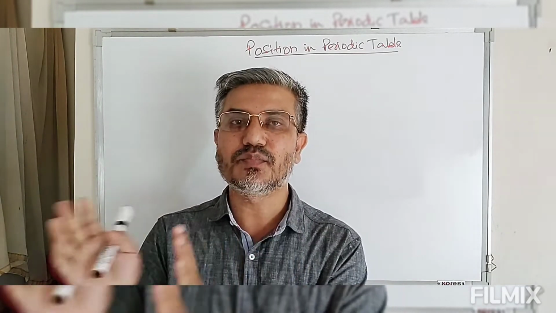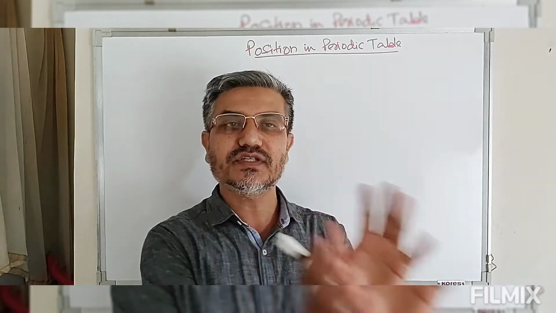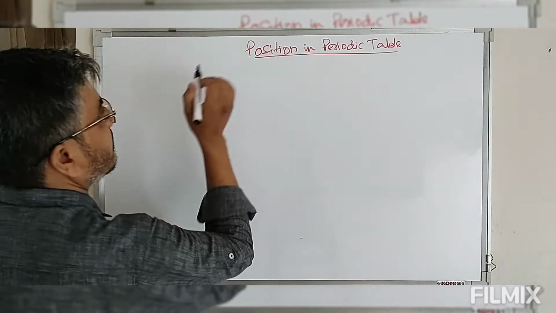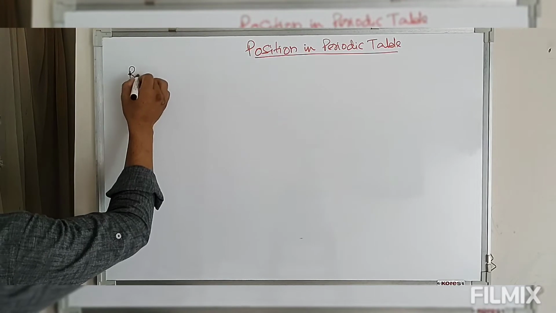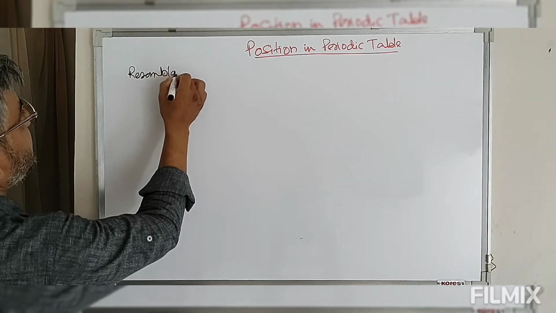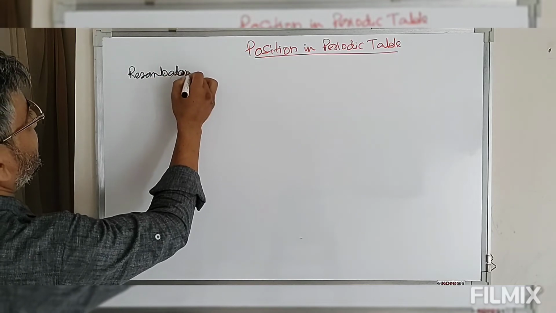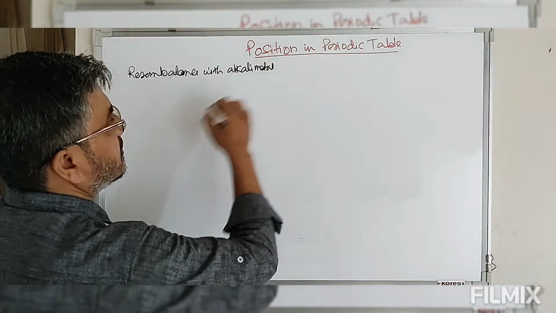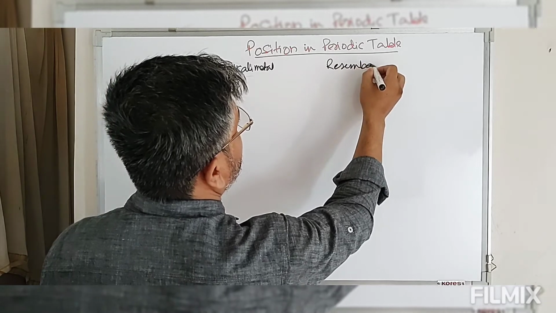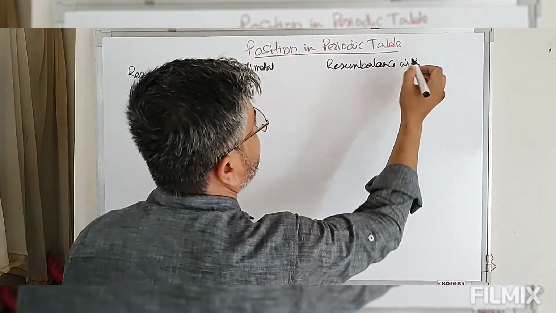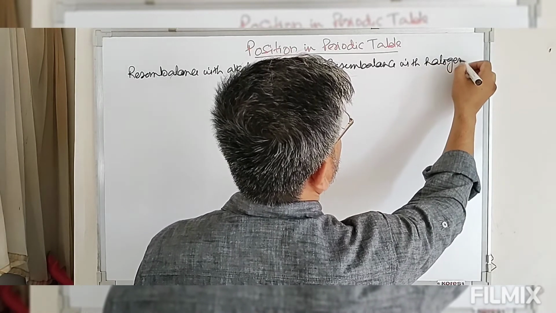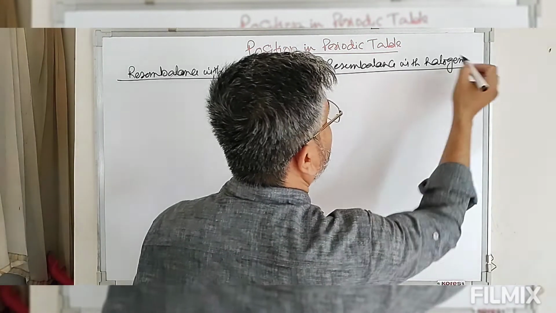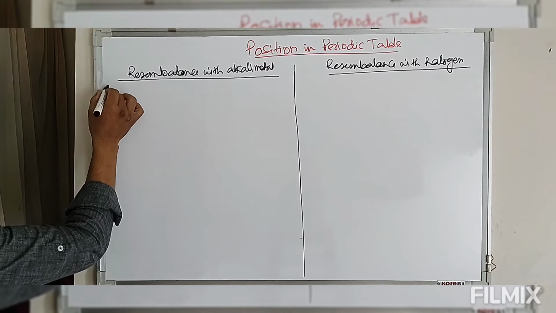Okay, let's see the properties which resemble alkali metals and the properties which resemble halogens. So we have to look at this. Resemblance with alkali metals, and resemblance with halogens. As I told you, some of the properties match with that of alkali metals, some of the properties match with that of halogens. The first is electronic configuration.